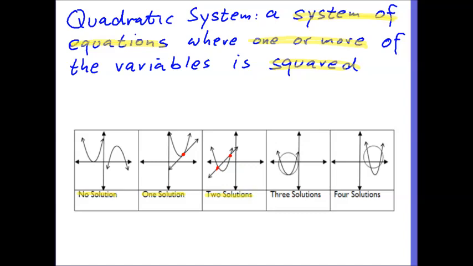In our next case, we actually see a parabola and a circle. And the parabola touches the circle at the bottom at its vertex, but then it also crosses the circle 2 more times, and that way we end up with 3 solutions. And last but not least, we have the case where a parabola and a circle cross each other in 4 different places, leading to us having 4 solutions.